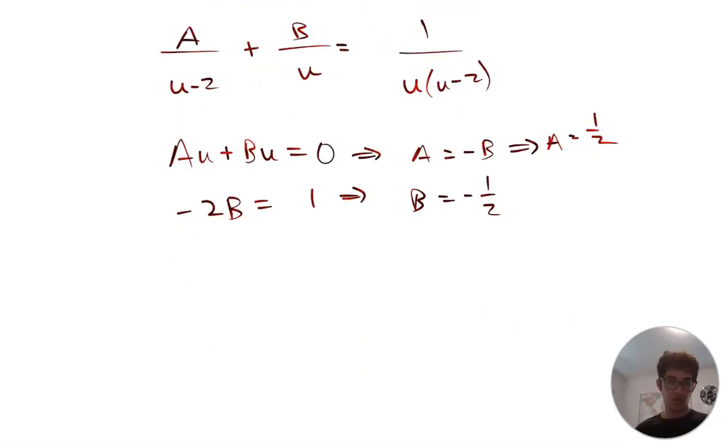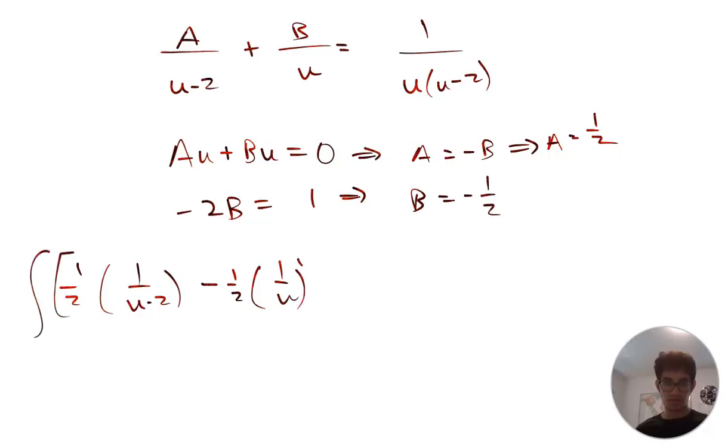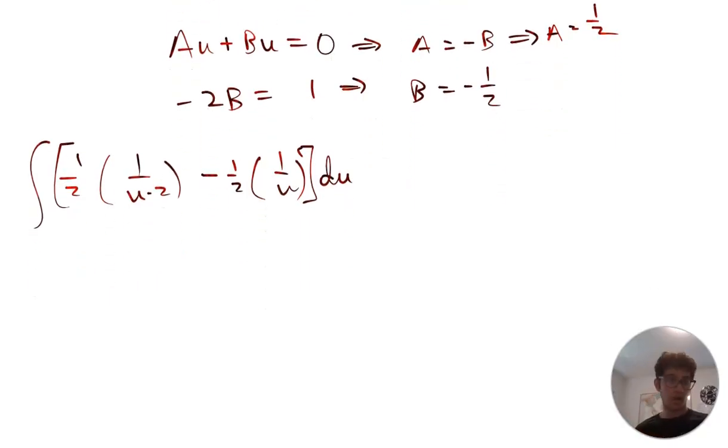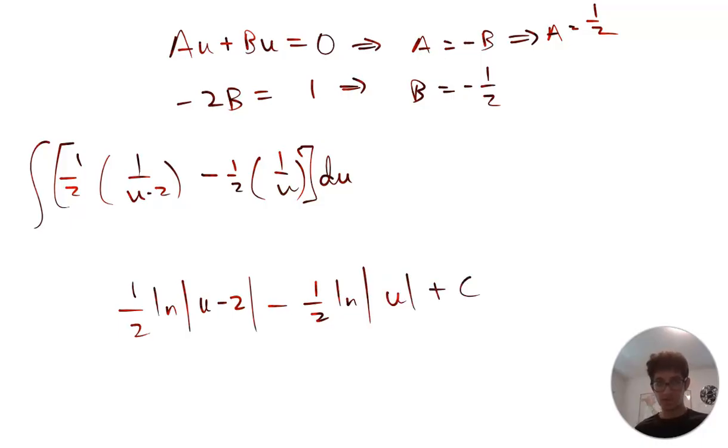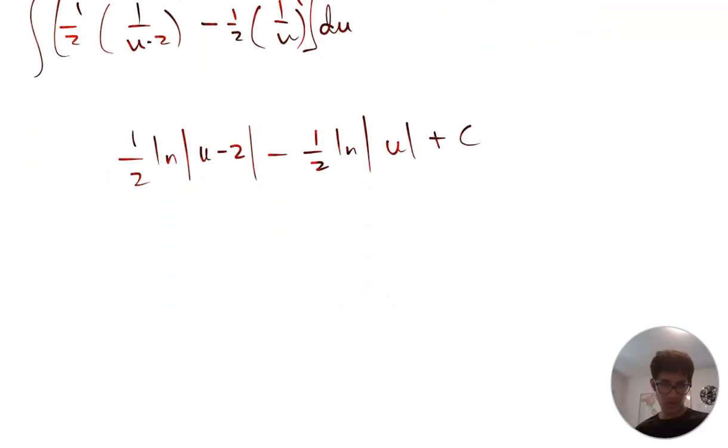So now what do we have? Now we've got the integral of 1 half times 1 over (u minus 2) minus 1 half times 1 over u du. And what do we do here? Well, now this is just 1 half natural log of the absolute value of u minus 2 minus 1 half natural log of the absolute value of u plus c. How do we want to simplify this?